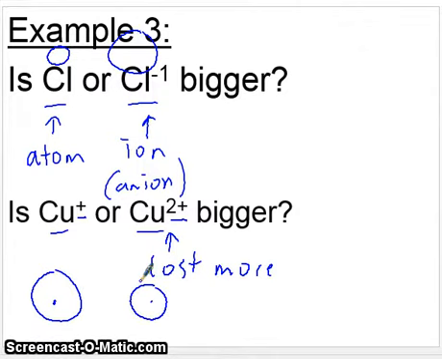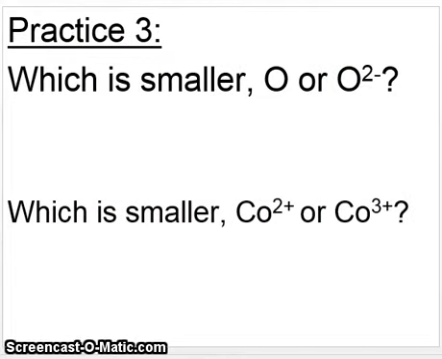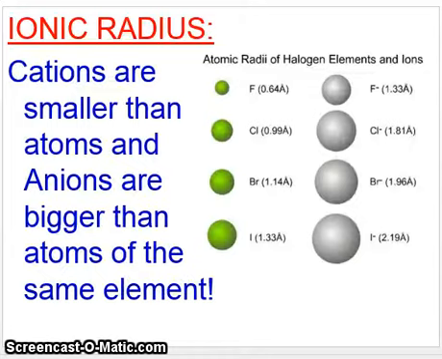So the bigger one then is this one. And in this case, the bigger one is this one. These are the two answers. So hopefully this makes sense in terms of electrons. Go and try this practice problem on your own, and then let's make some general statements about ionic radius.